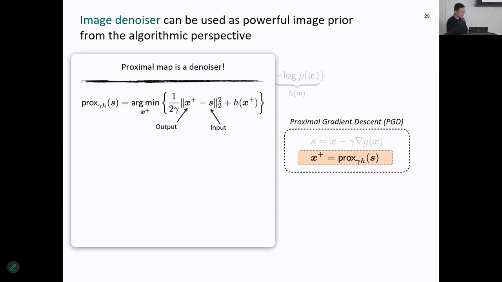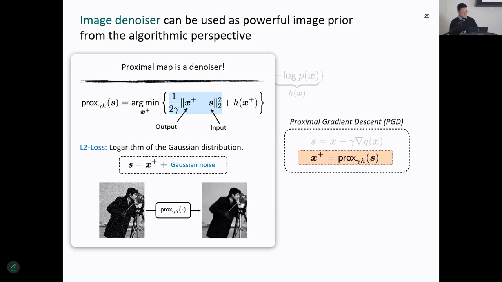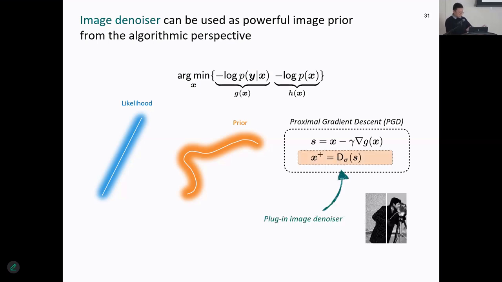If we dive into the math a little bit and write out its definition, we will find that this is nothing but solving a regularized denoising problem, because the likelihood here is the L2 loss, which is the Gaussian likelihood. And empirically, if we run this proximal map using TV as the function H, it indeed does the denoising job. Since the proximal is in fact an image denoiser, and it is the only part that imposes the prior, we can just replace the proximal map with an arbitrary image denoiser to impose the prior information.